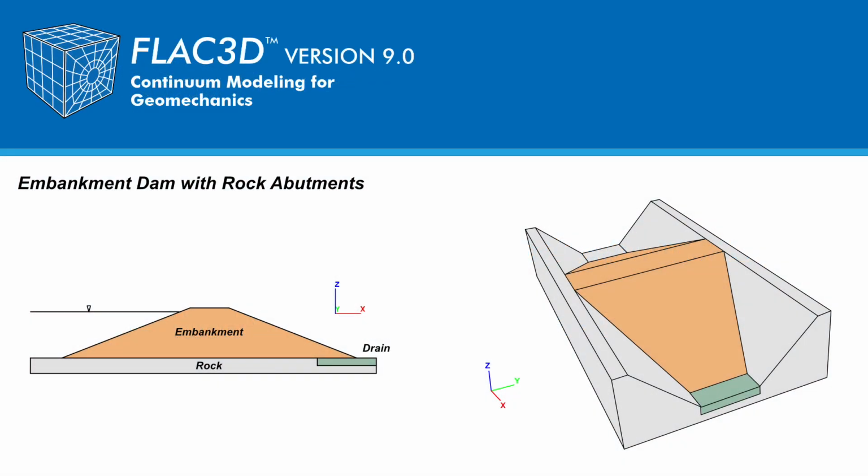This is a set of tutorial videos using FLAC3D to calculate the total and effective stresses for a homogeneous embankment dam with rock abutments. This set of tutorial videos provides an extension of the FLAC2D tutorial embankment dam that had modeled the problem to the left. In these new tutorials in FLAC3D, a more complex geometry, shown to the right, will be modeled.